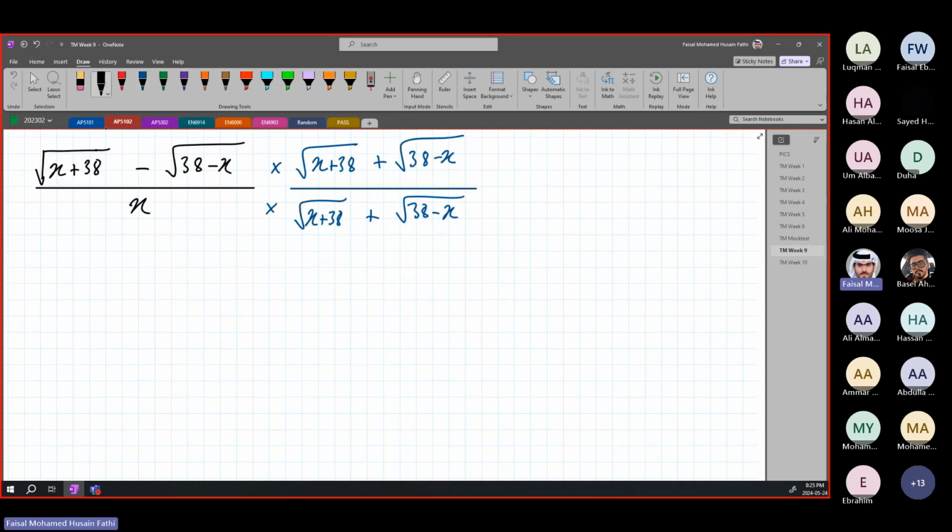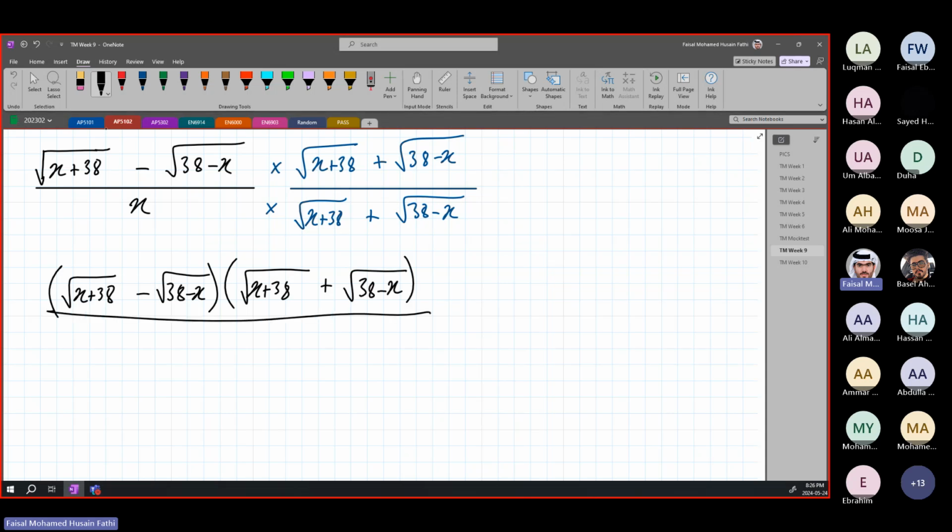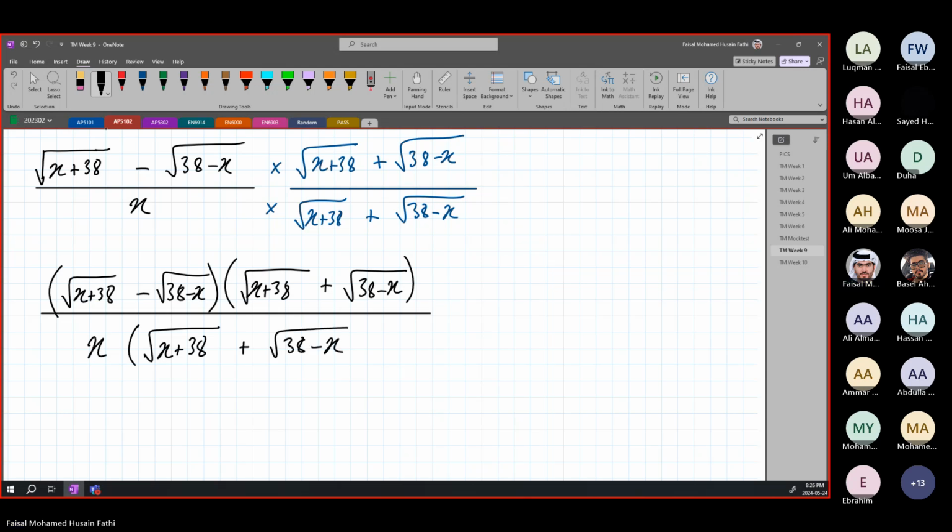Simplify, and we are left with the square root of x plus 38 up, minus 38 minus x, times the square root of x plus 38 plus the square root of 38 minus x. Okay? So we have it in the same form as we did earlier, and at the bottom, do not simplify, just put it in brackets and multiply. So that is the square root of x plus 38 plus the square root of 38 minus x. All right.